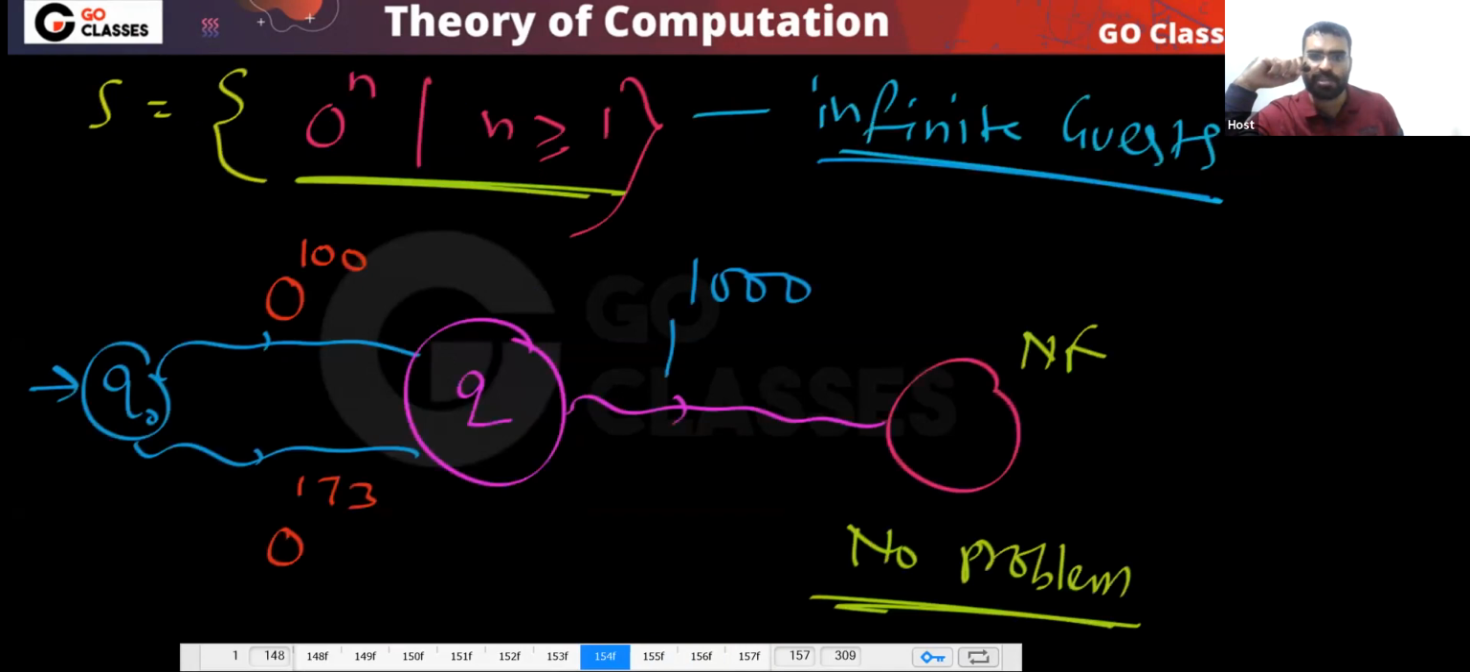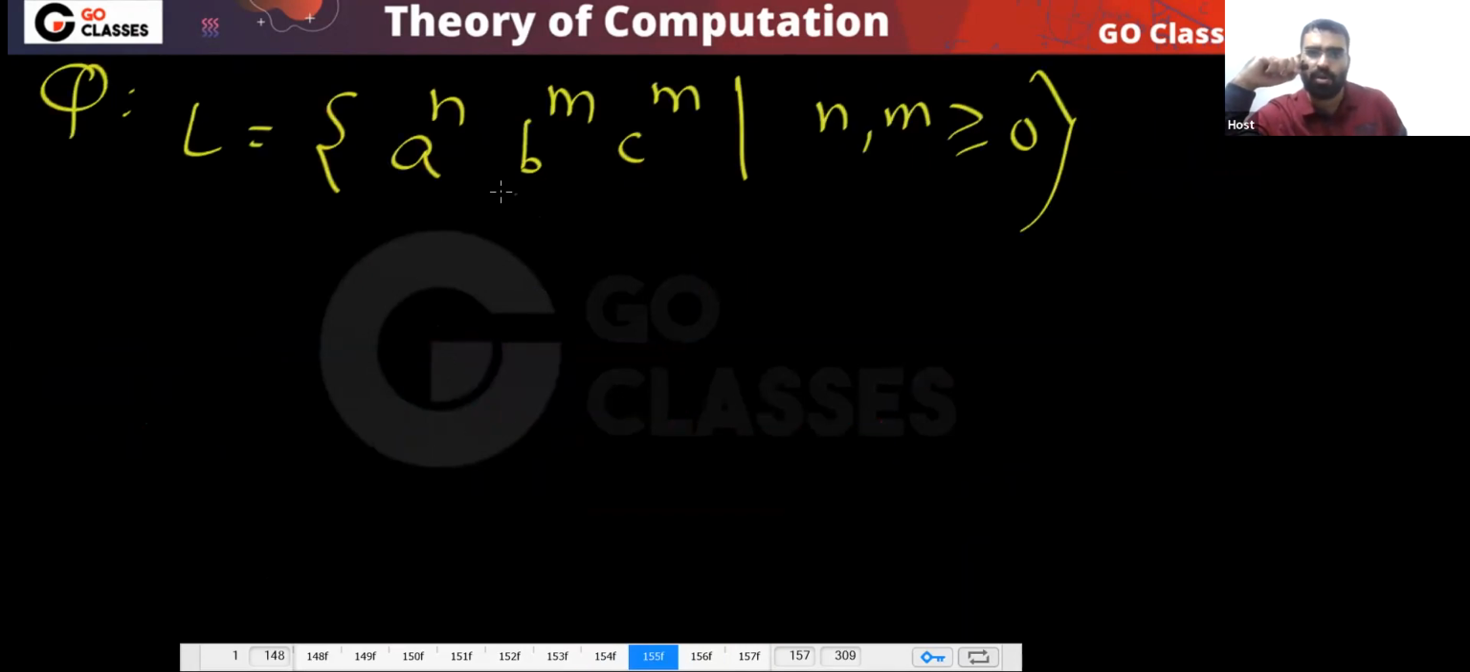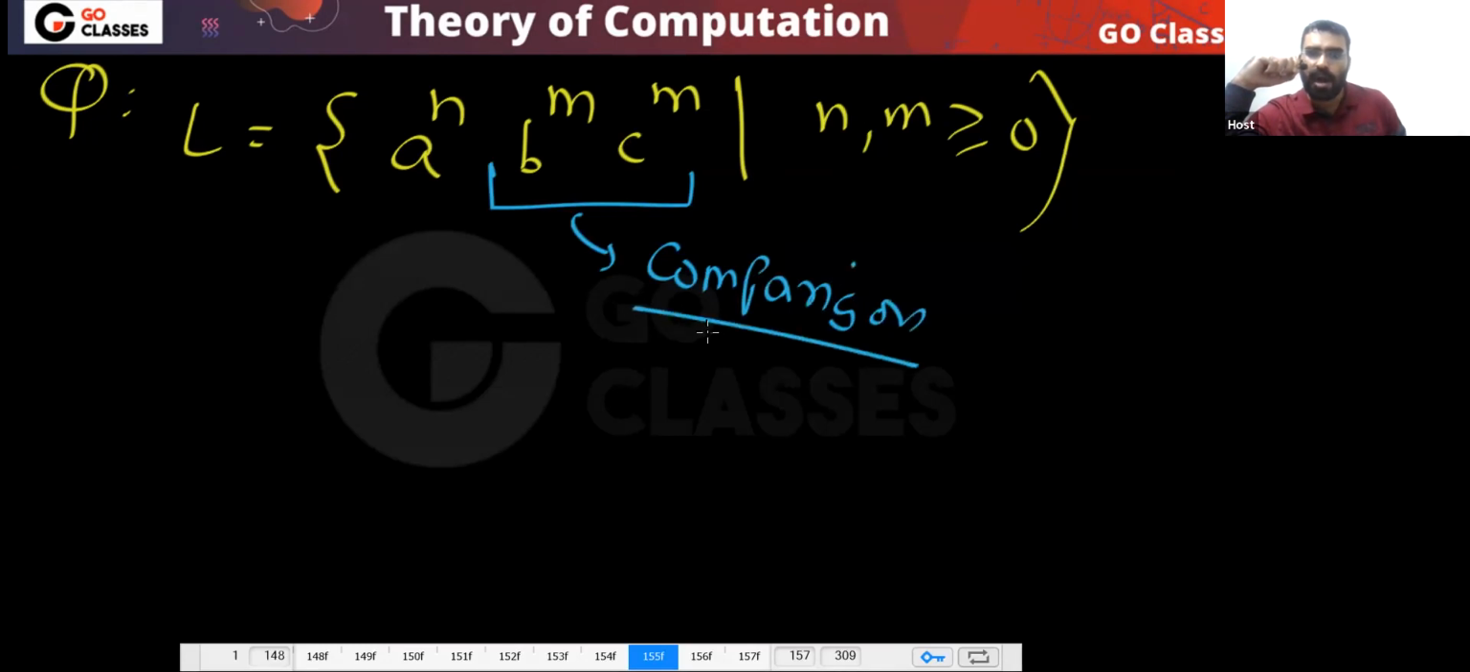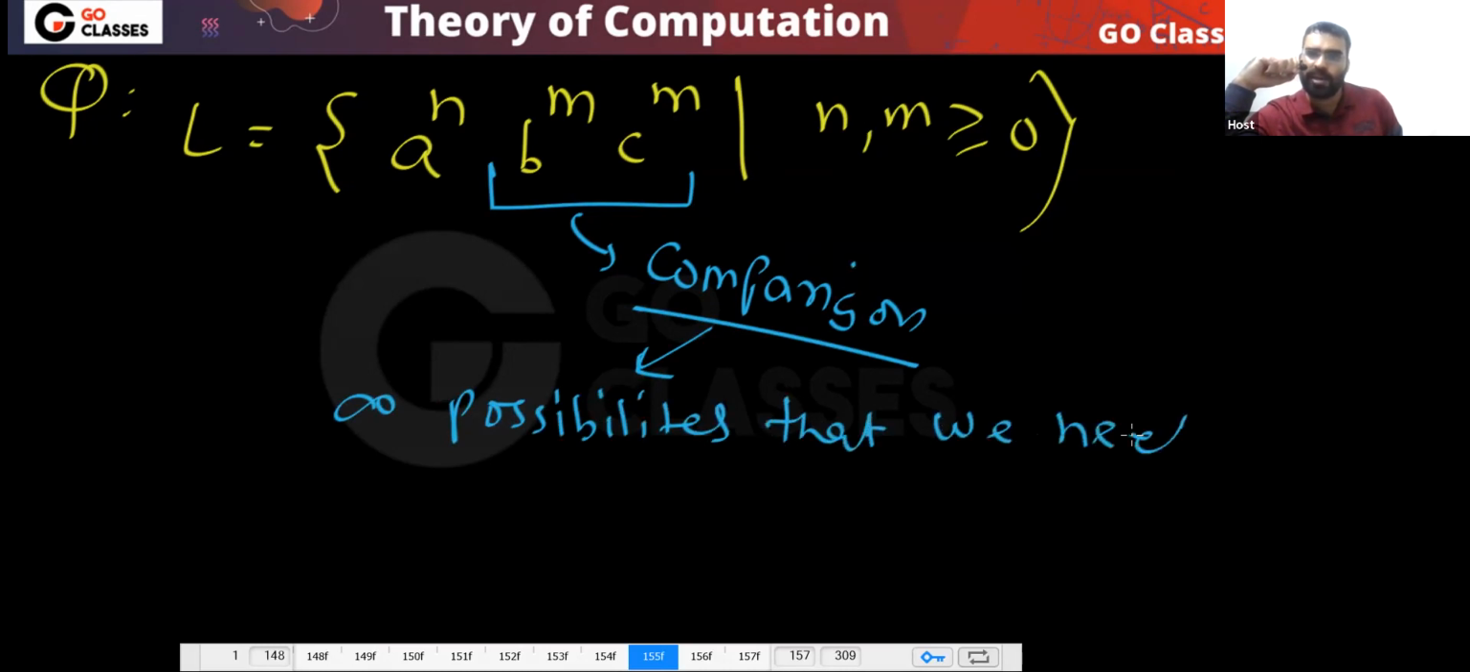First let me give you the informal proof. There is a comparison, but what is the important thing? Comparison is fine. After this comparison, can you give me the infinite possibilities that we need to remember?